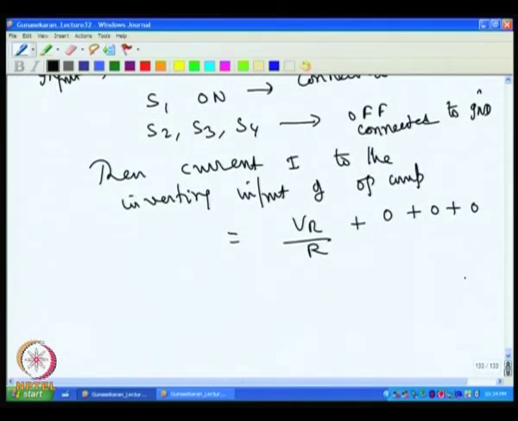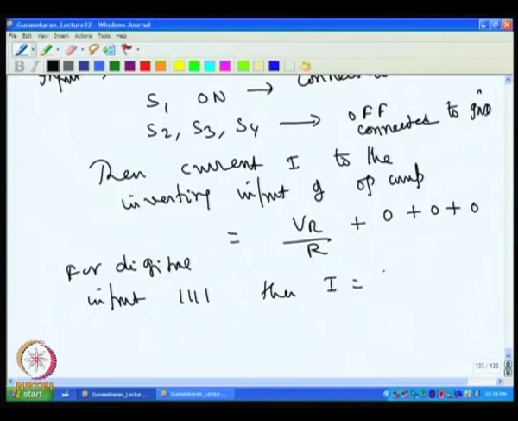Similarly, we can also show that if all digital inputs are 1, then I would be VR by R plus VR by 2R plus VR by 4R plus VR by 8R.